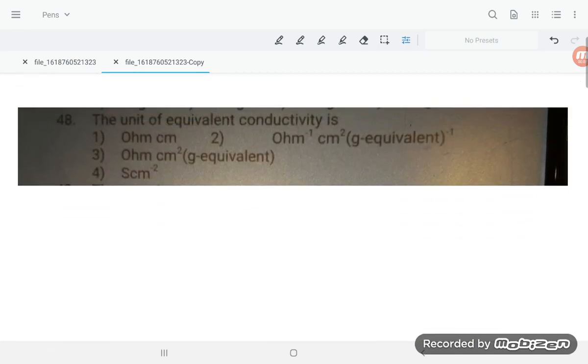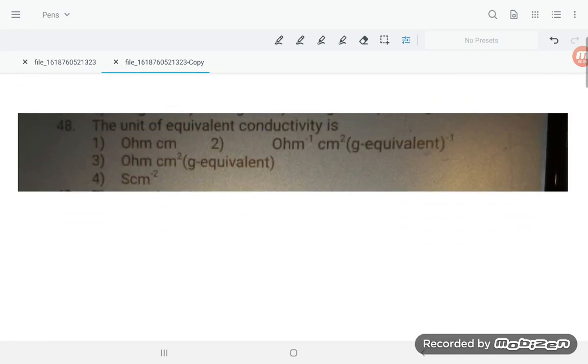Now let us see, students, the next problem. What is the unit of equivalent conductivity? Ohm inverse centimeter square gram equivalent inverse. So this is a conceptual question that you have to memorize.